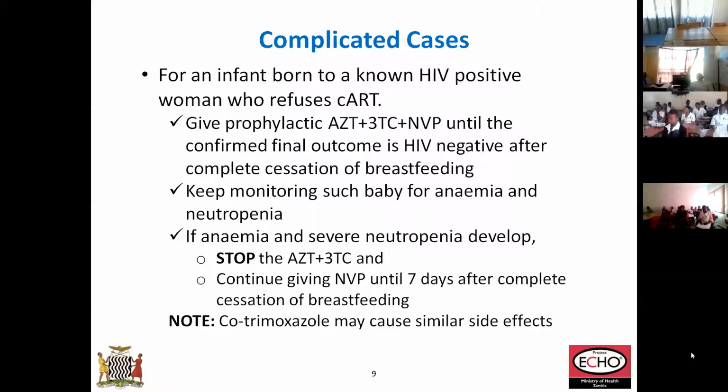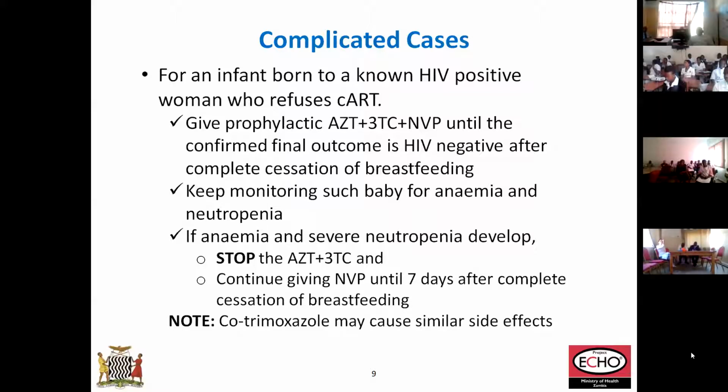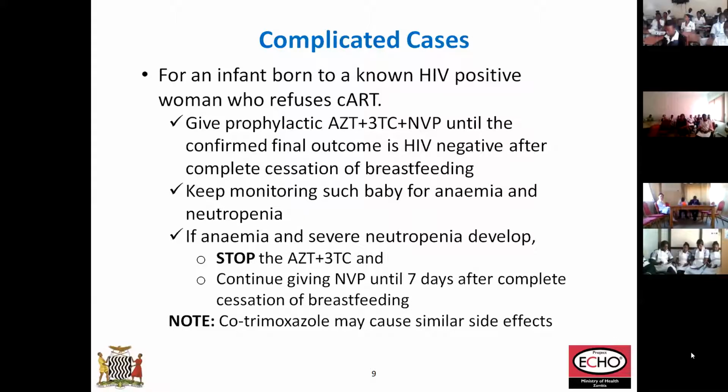However, because of the side effects of zidovudine, we encourage that people should continue monitoring for anemia and neutropenia. If severe anemia and neutropenia develop, then you have to stop zidovudine and lamivudine and continue nevirapine, which will go on until 7 days after cessation of breastfeeding. This one, we got from our previous guidelines, where we used to give nevirapine to babies throughout the entire breastfeeding, at the time we were giving it to mothers who were not eligible for ART. Also, note that cotrimoxazole, which we give from 6 weeks of age, can also have similar side effects to zidovudine.